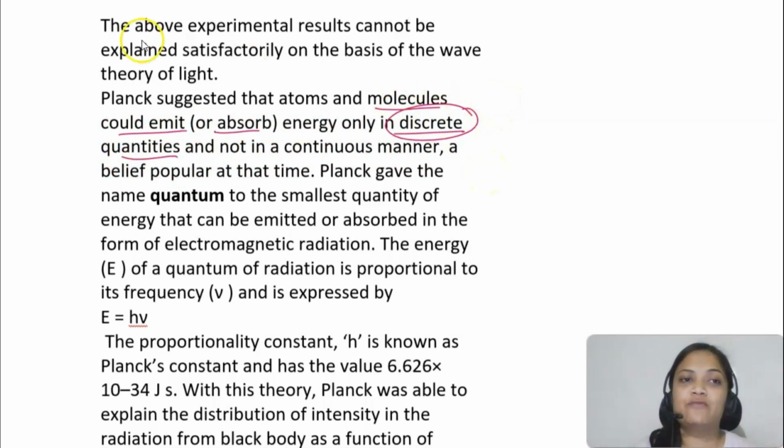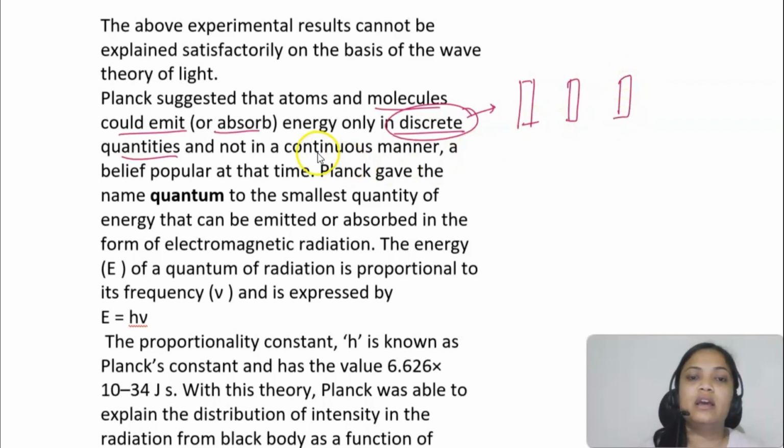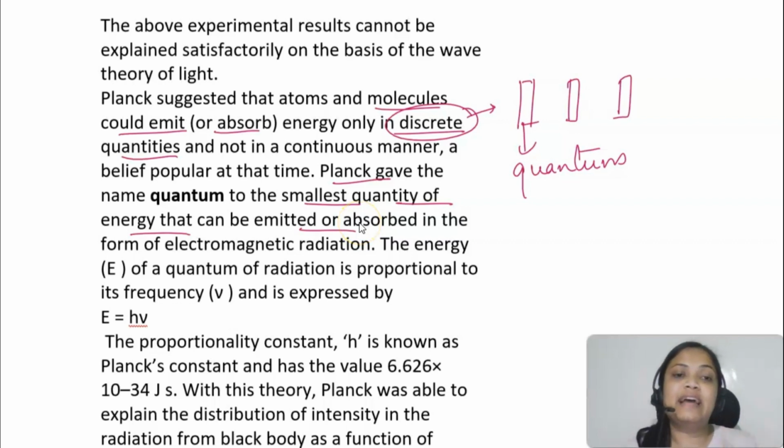Like we saw with the wave nature, it's in a continuous manner. But Planck suggested that atoms and molecules, although they will emit energy, do so only in discrete packets. Discrete means not continuous, in small packets. And these small packets were called quantum. Quantum is actually the smallest quantity of energy that could be emitted or absorbed in the form of electromagnetic radiation. So quantum is the smallest unit of energy.